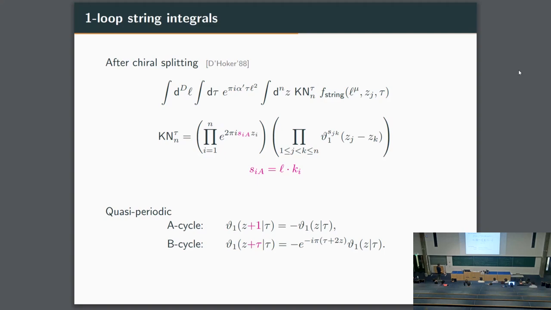After chiral splitting, the one-loop string integrals look something like this. We've got a twist, or a Koba-Nielsen factor, that's multi-valued. At genus 1, we have to use these theta functions, and inside of them we put the difference z_j minus z_k. We also have this new factor, E to the power of some dot product between L and K, which I've called S, and our function. The important property of these theta functions for us is that they're quasi-periodic, so that they have some non-trivial B-cycle monodromy.